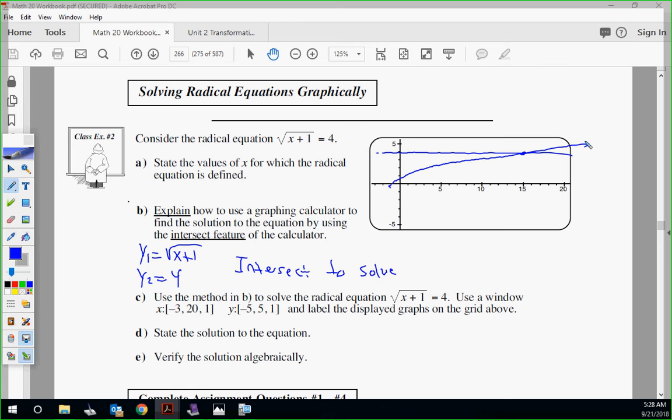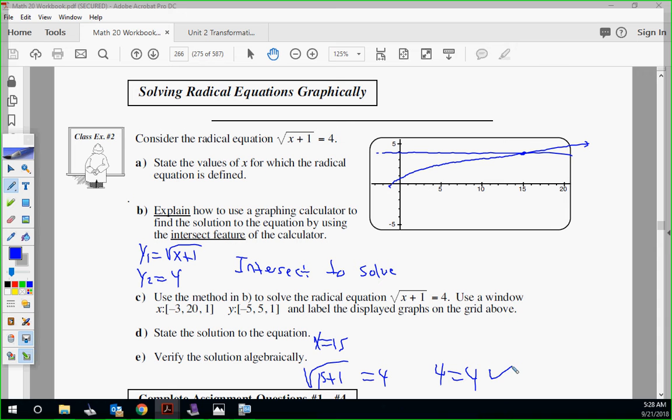State the solution to the equation. So x equals 15. Verify the solution algebraically, so just plug it in. If I plug 15 in, you'll see that makes sense, because 15 plus 1 is 16. The square root of 16 is 4, so you get 4 equals 4, so you are verified. Okay, so that's the graphical way of doing it.